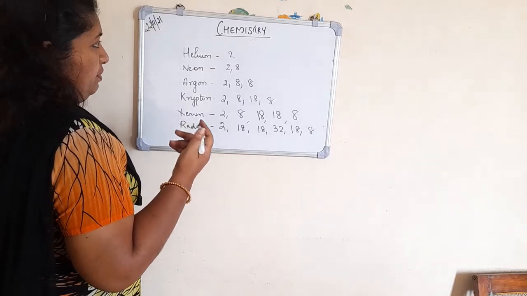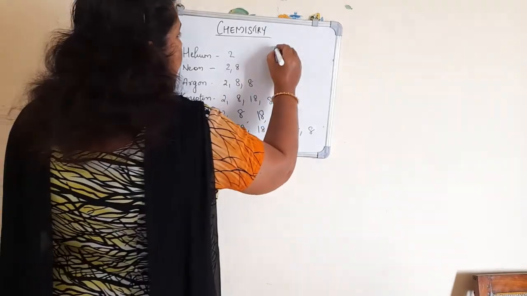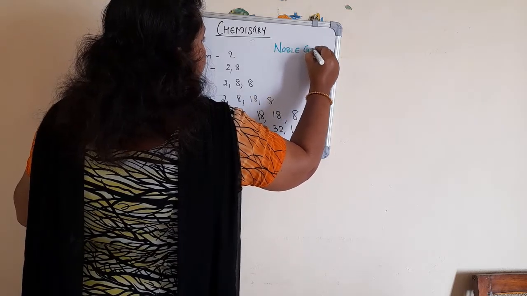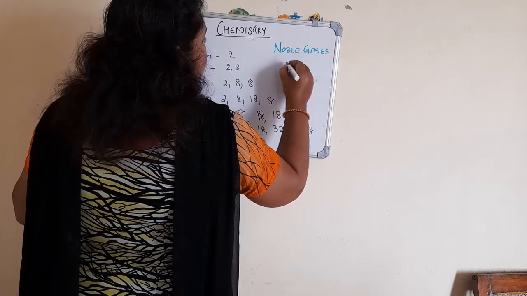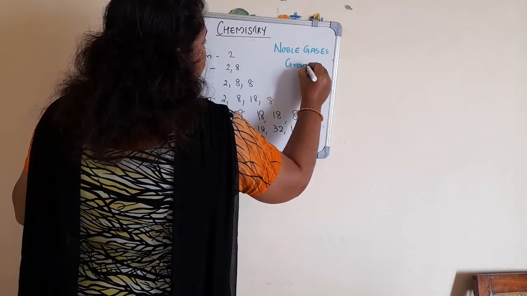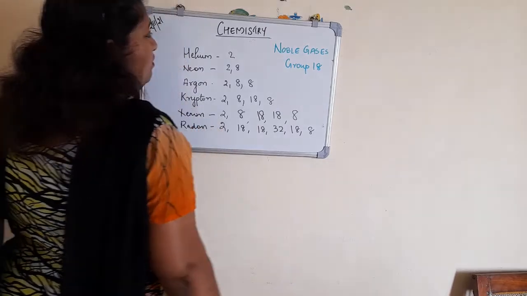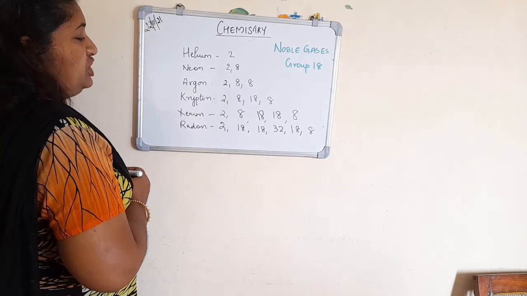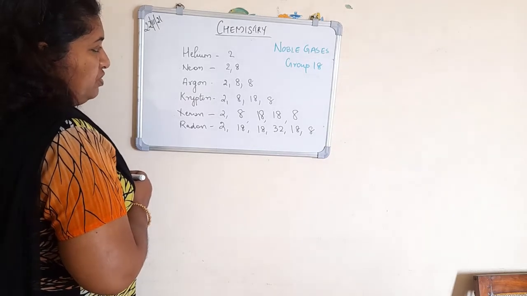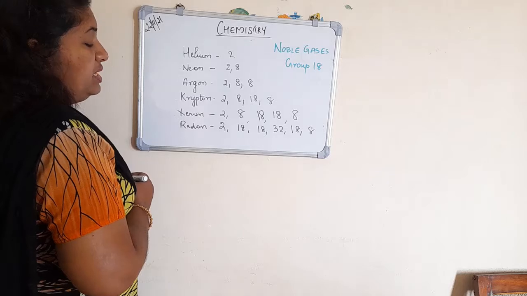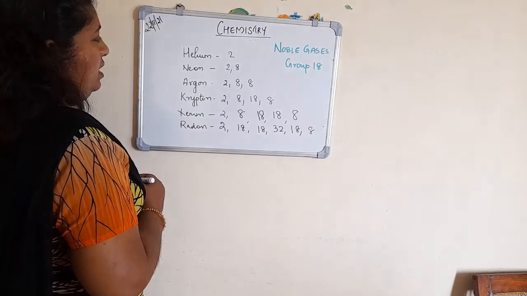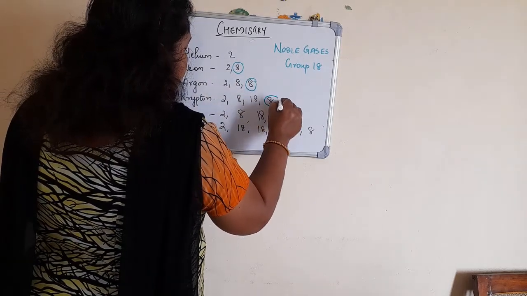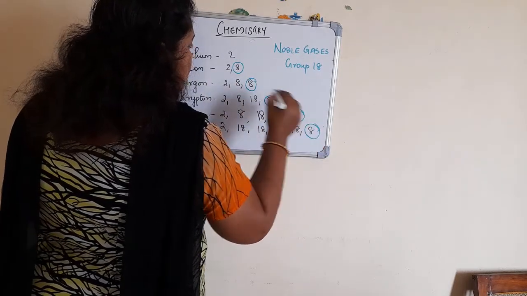So if you are familiar with the periodic table, you can easily identify that these elements are noble gases. They are noble gases. They are included in group 18 of the periodic table. Now, except helium, if you are checking the number of electrons in the valence shell. What is valence shell? Outermost shell. So here you can see that it is 8 for neon, argon, krypton, xenon and radon.